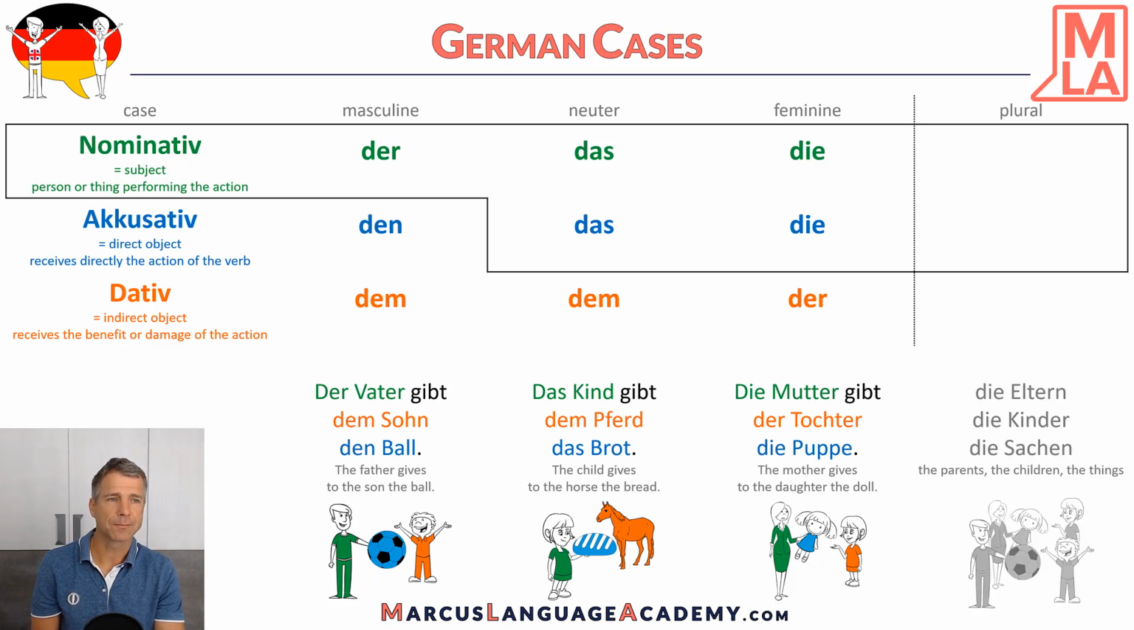The plural article in German, it's always die. It doesn't matter the gender. So every time it changes to die. For example, here die Eltern, die Kinder, die Sachen. The parents, the children, the things.